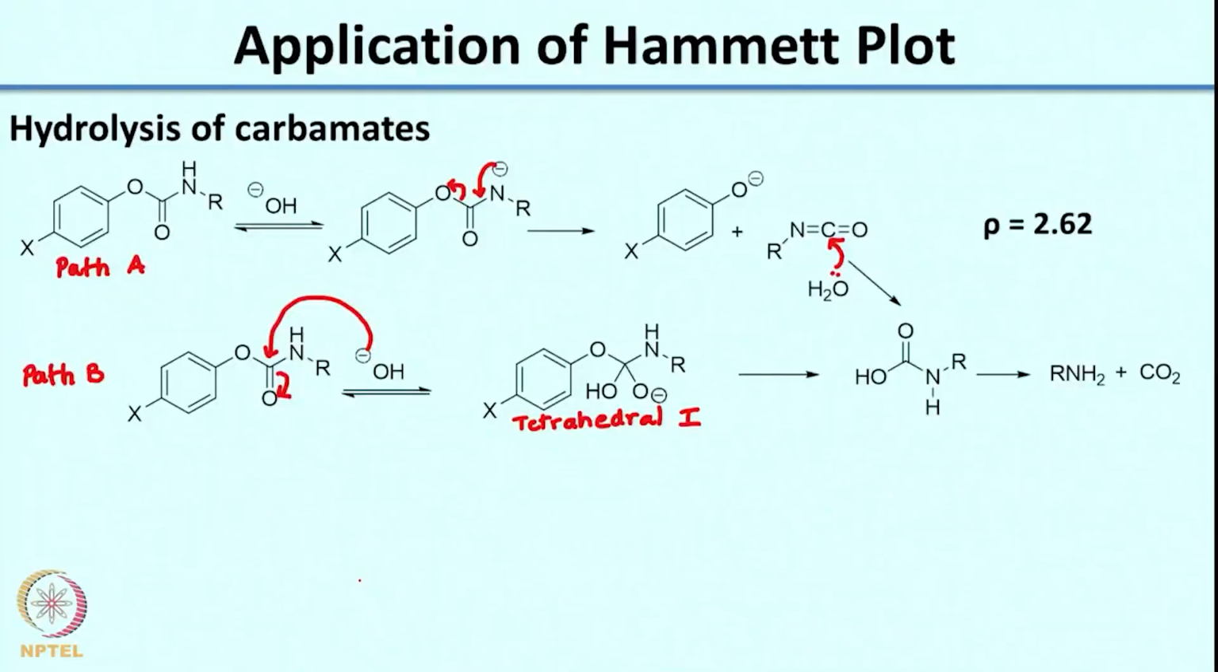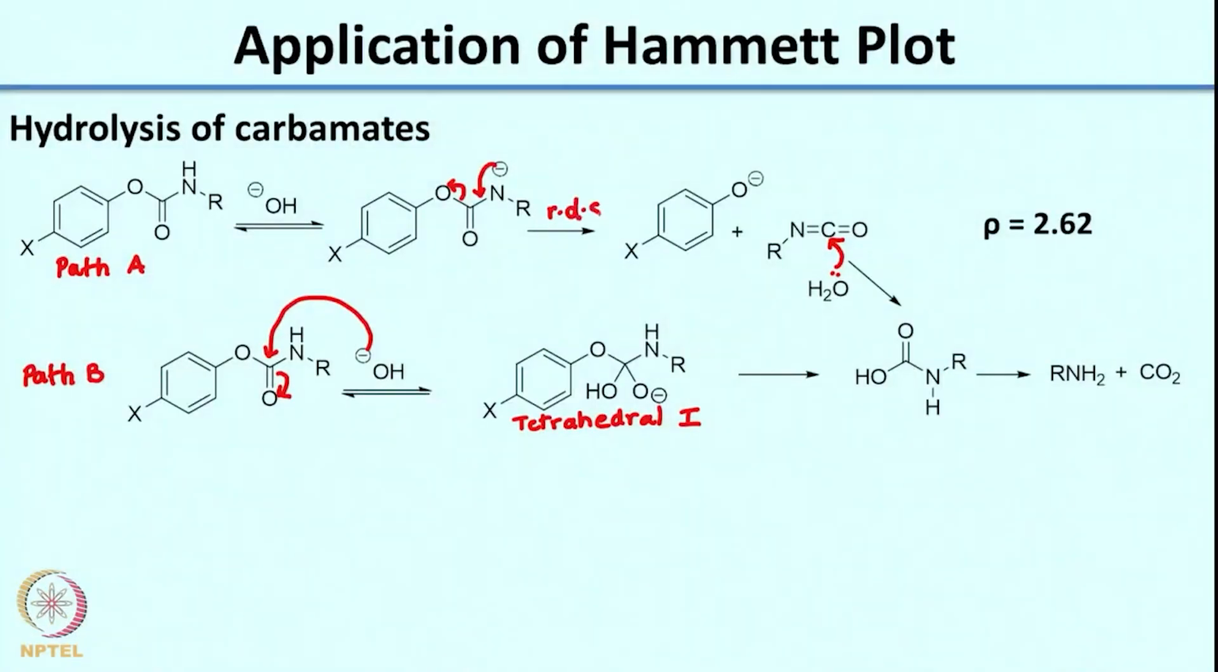So if you are confused, I can give you one more hint. What is known is that whenever you have an acid base kind of equilibrium, that would happen pretty quickly as compared to the dissociation we are talking about. So, for path A, the rate determining step is the second step, whereas for path B, the rate determining step is the first step. Now, with this information, are you able to say which is the pathway for hydrolysis of carbamate?